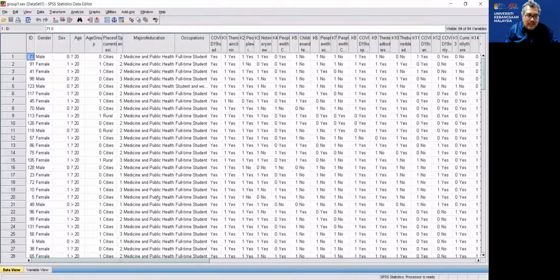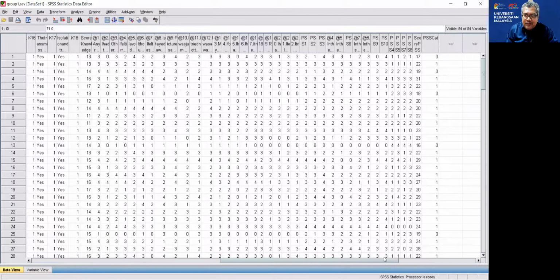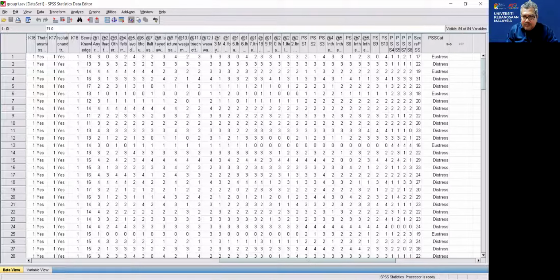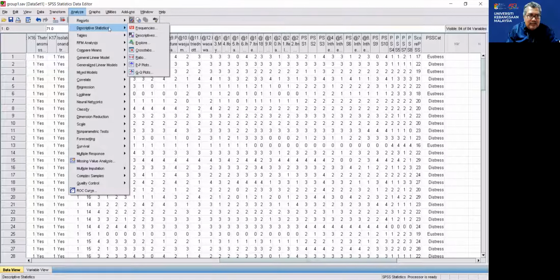Here gender, male and female, no problem. The other one is whether they are stressed or not stressed. So the stress or not stress is under this variable, PSS category. PSS is short form for personal stress scale. We have 2 groups: those who are not stressed and those who are highly stressed. So eustress and distress.